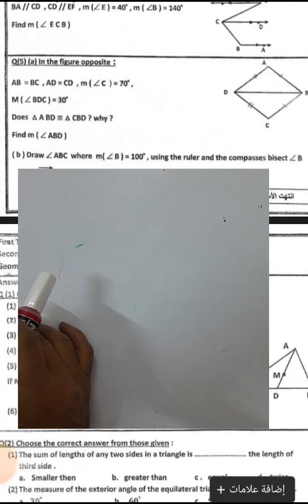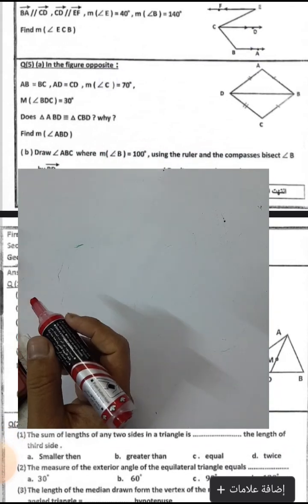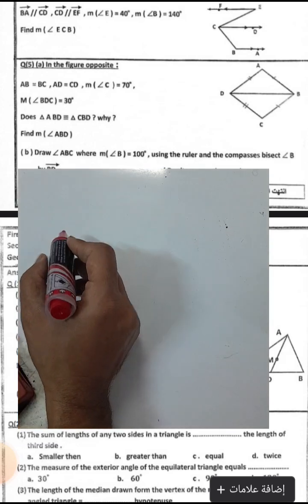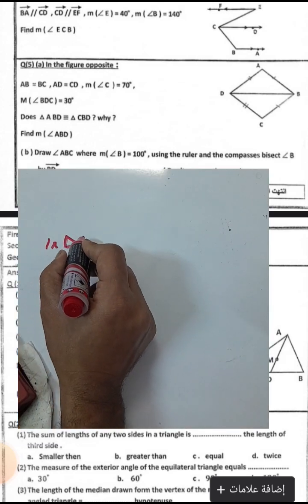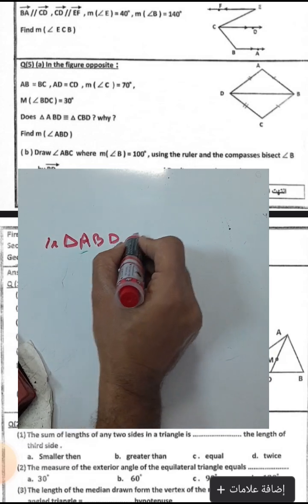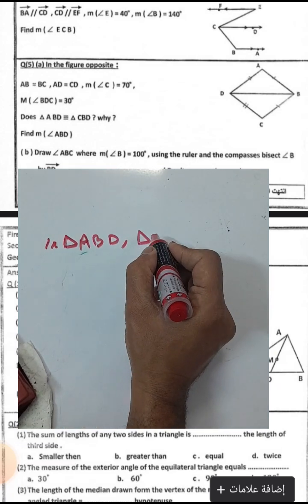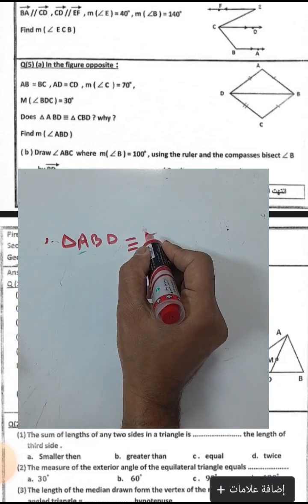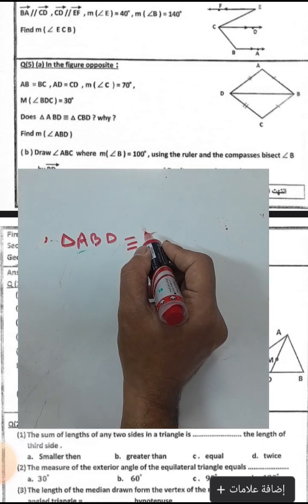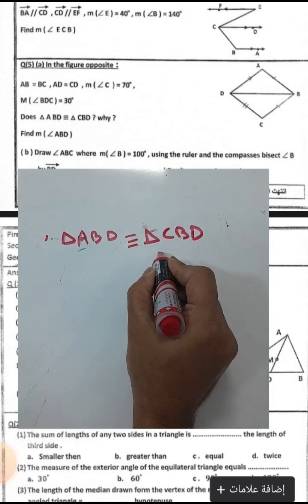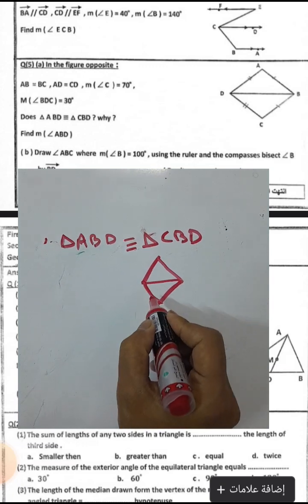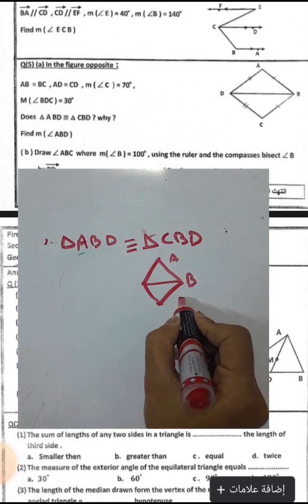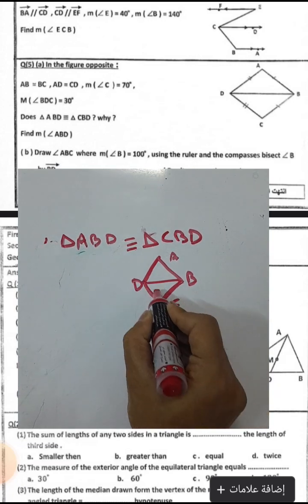Last question here. Are the triangles congruent? Yes, because all sides in the first triangle are congruent to all sides in the second triangle. We have two congruent triangles, triangle ABD congruent to triangle CBD. We have here A, C, and D.